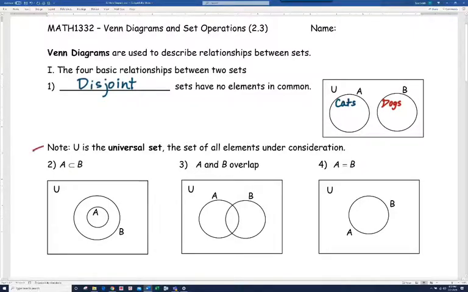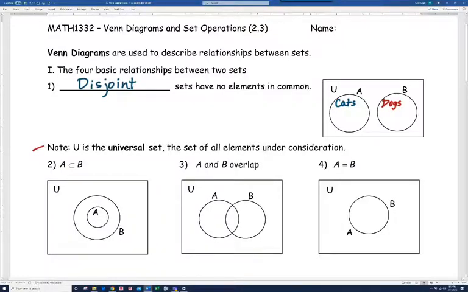Now notice here it says U is the universal set, the set of all elements under consideration. For the example I just gave you, it's not obvious what U is. It might be the set of all animals, or the set of domesticated animals, or it may just contain these 2 sets of cats and dogs. It's not always clear what the universal set is, although with the problems we're going to be doing, it'll be pretty clear.